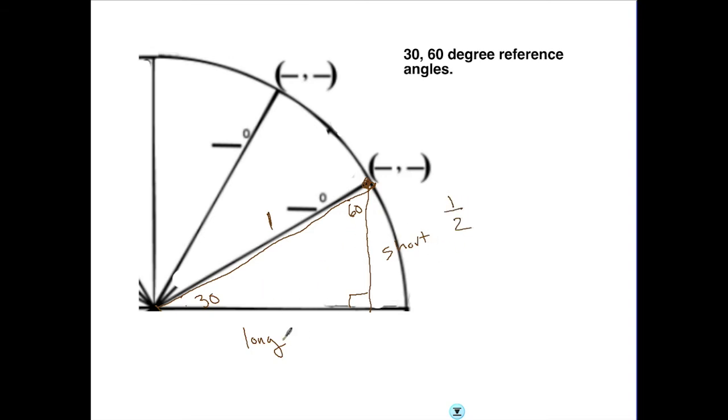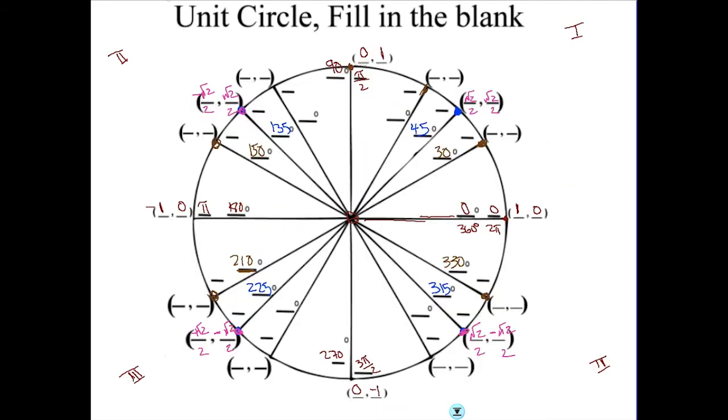And then this long leg over here, that makes this long leg root 3 times bigger. So when I'm computing this right here, this long leg is root 3 times 1/2, which is root 3 over 2. Okay, so this is my x value, root 3 over 2, and my y value is 1/2. And that's important to know, because what I can do now is go back to my unit circle and fill these in. Root 3 over 2, 1/2.